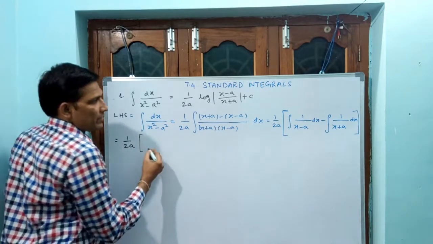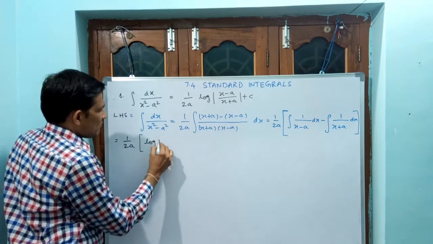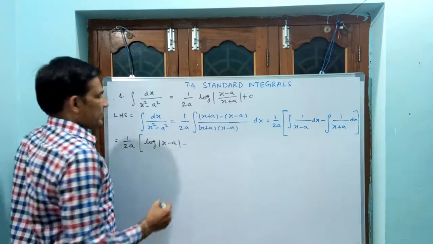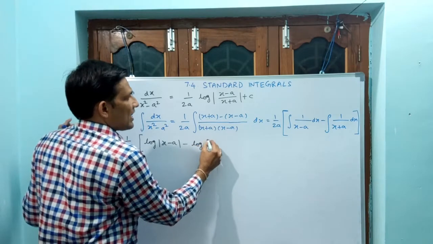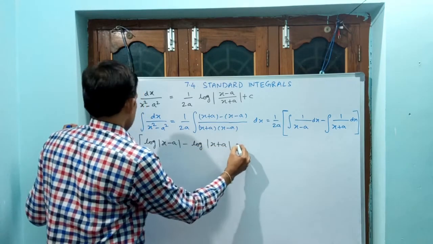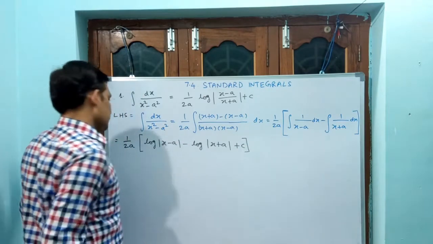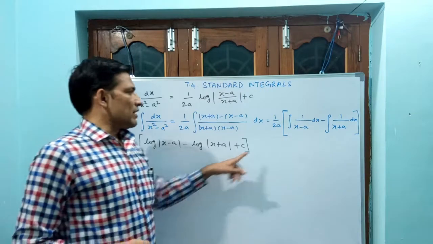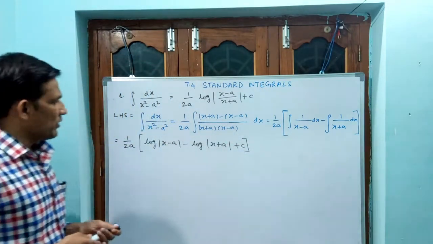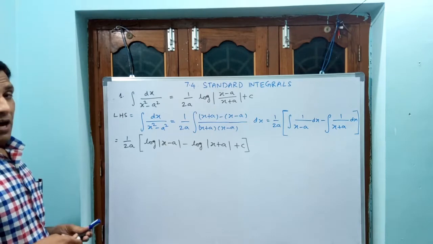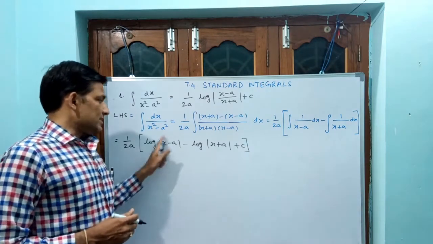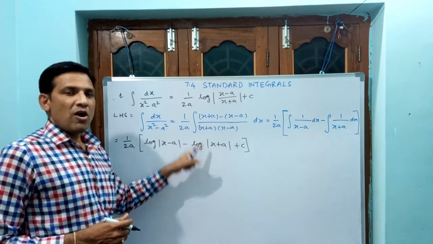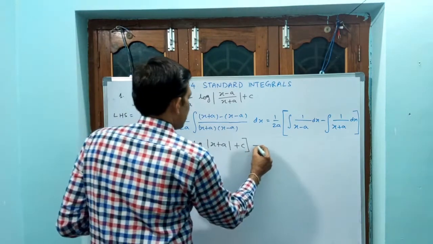Integral I am removing. Log modulus x minus a, minus log modulus x plus a, plus c. This c will come when you remove the integral, keep that in mind. But we know one formula: take this as m and this as n, log m minus log n is equal to log of m divided by n.